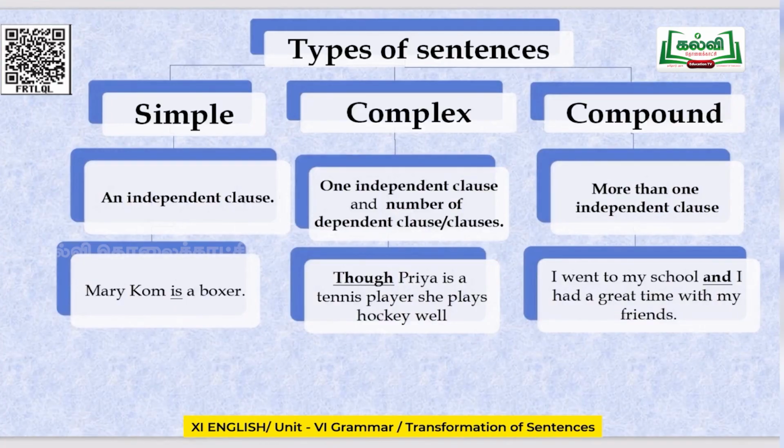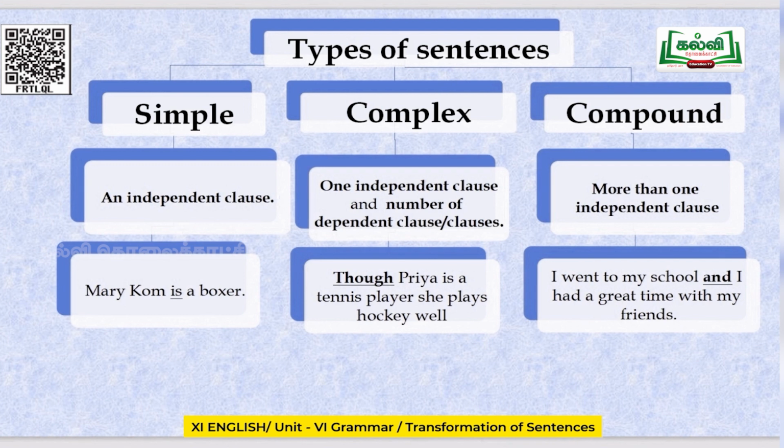Now, what is a simple sentence? A simple sentence is nothing but an independent clause. If you just have one independent clause, it is called a simple sentence. You may have phrases, any number of phrases, but you should have only one finite verb in a simple sentence.